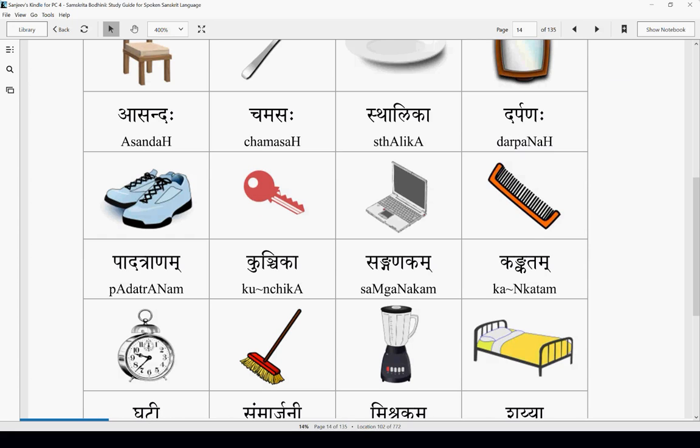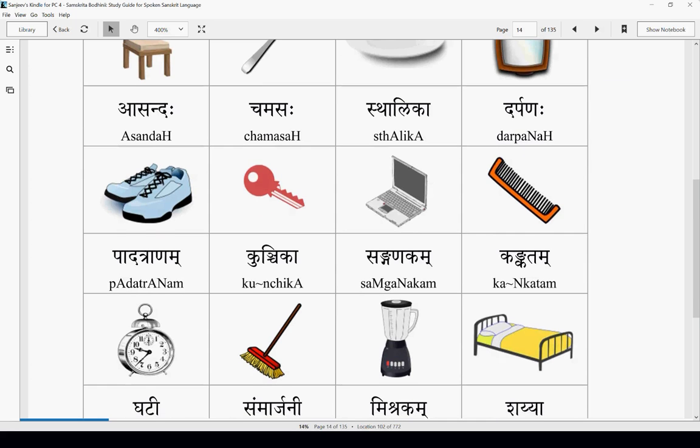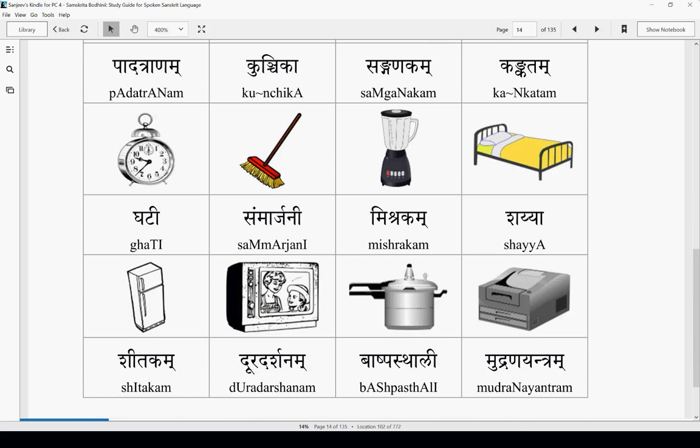Padatranam, Kunchika, Sanganakam, Kankatam, Ghati, Sammarjani, Mishrakam, Shaya, Sheetakam, Duradarshanam, Bashpasthali, Mudrana Yantram.